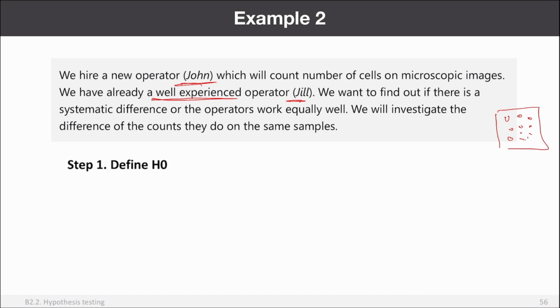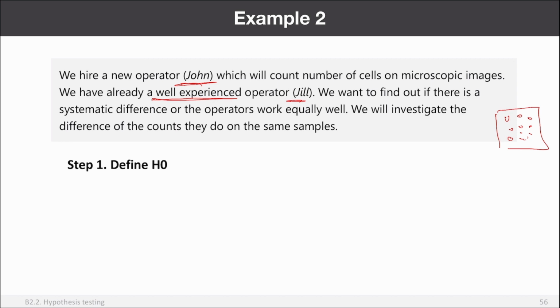What does it mean? It means that if they count the number of cells on the same images, the average number of cells should be the same, regardless of whether it's John or Jill. Of course, they will vary. Sometimes John will see a couple of cells more, sometimes a couple of cells less, but on average these numbers should be the same.